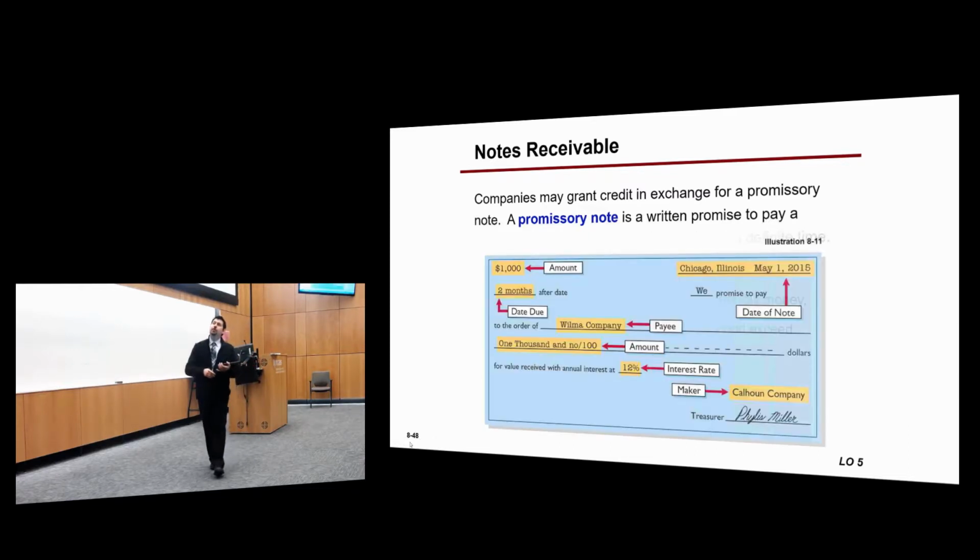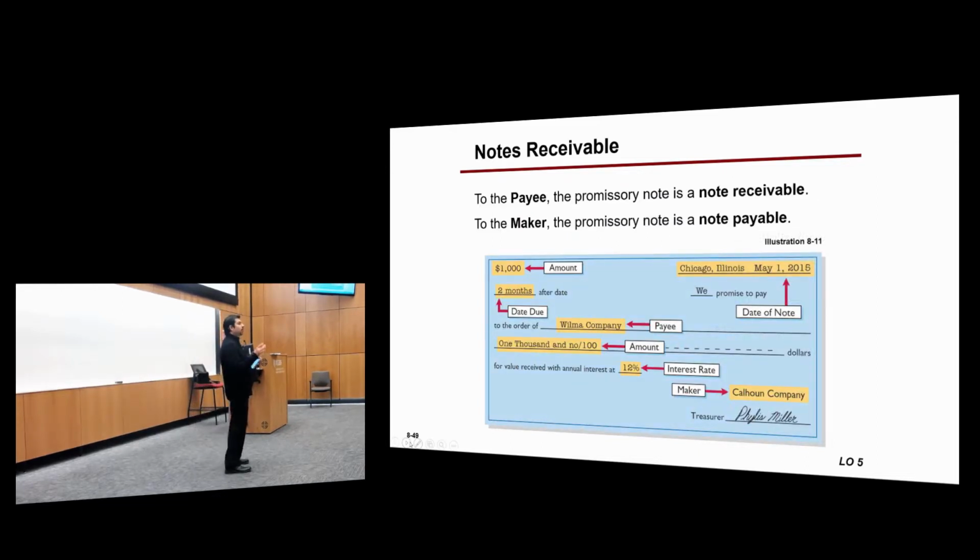This is an example of a promissory note, of a note receivable. Remember, a note receivable to one company is, if you buy something from, or you take a loan from Best Buy, to Best Buy, this is a note receivable. To you, it will be a note payable. Okay? So in this case, the payee, the person who's actually getting the money, that's the seller, will have a note receivable. So that's basically the seller.